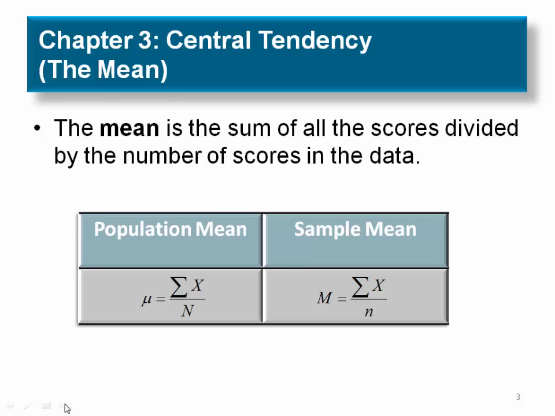The first measure of central tendency you will learn is the mean, commonly known as the arithmetic average, and is computed by adding all the scores in the distribution, or computing the sum of x, and dividing by the number of scores. The mean for a population is identified by the Greek letter mu, and the mean for a sample is identified by a capital letter M, or x bar.